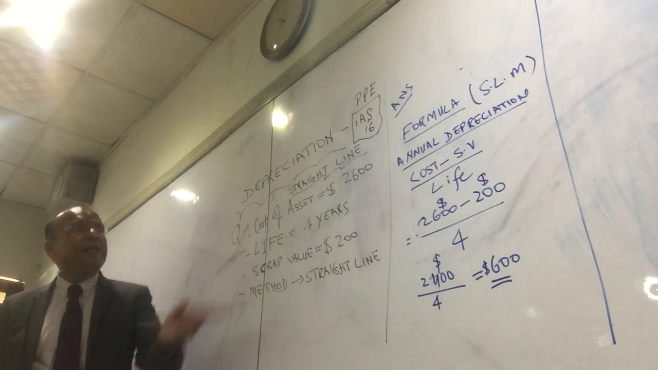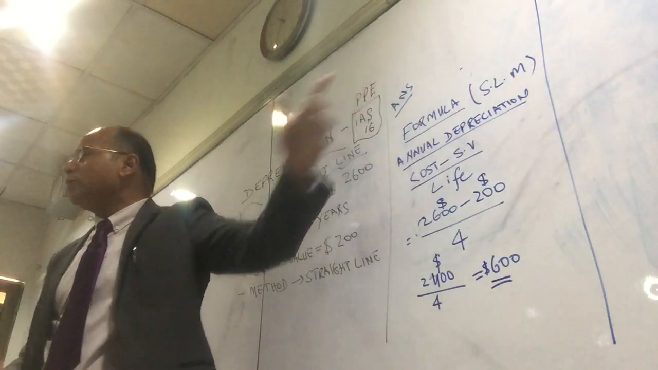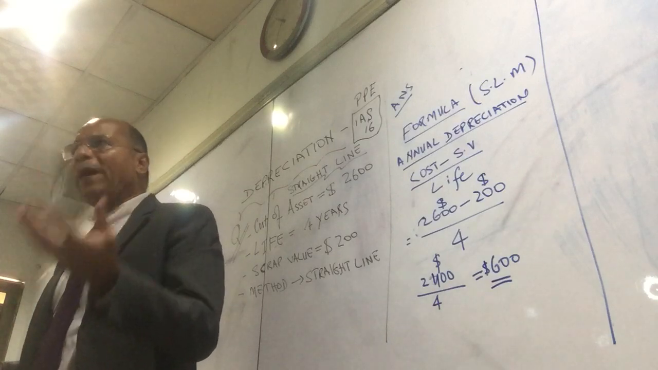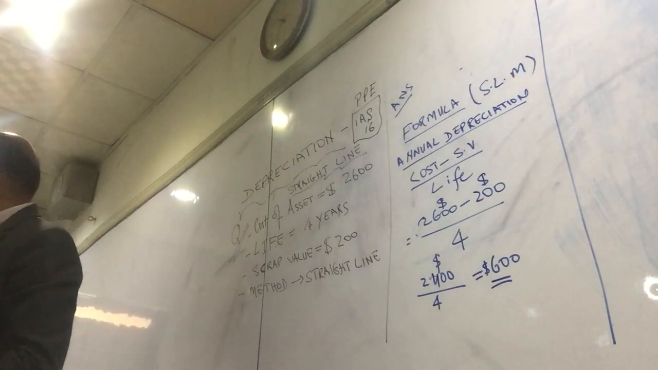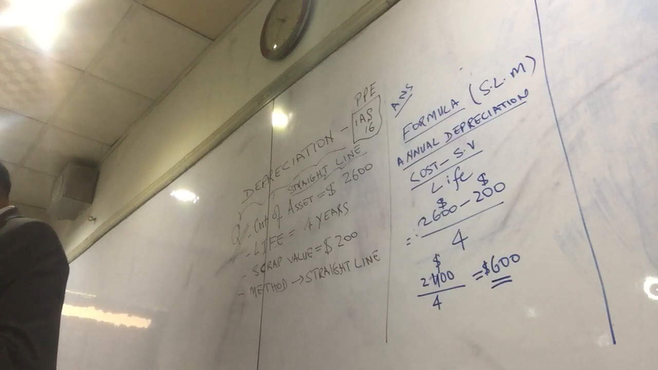Property, plant and equipment. Equipment means machines. So whenever you are buying some machine, what happens? The value of that specific asset goes down.